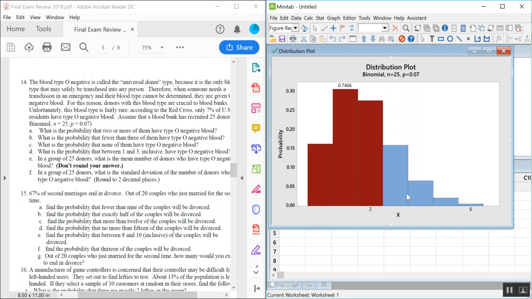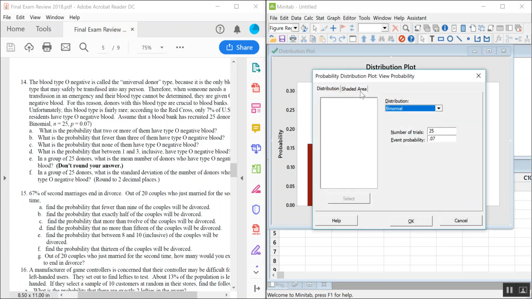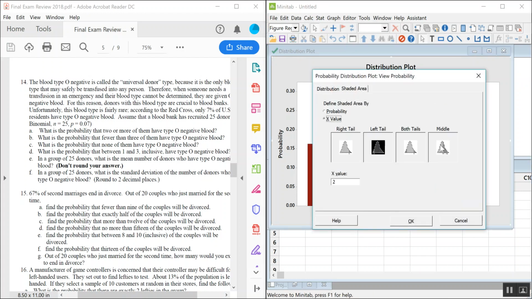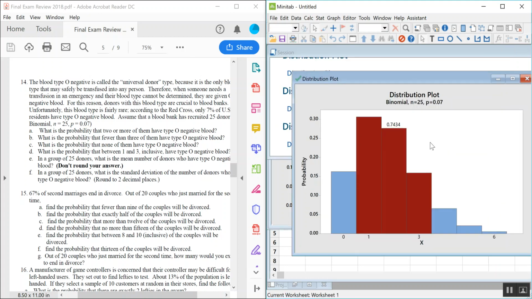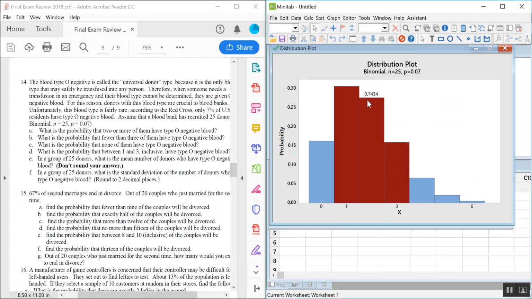So D, what is the probability that it's between 1 and 3 inclusively? Inclusively means that it includes 1 and 3. So I'm going to hit my edit last dialog box, go over to my shaded area. When it's between two values, you always use middle. And since it's including 1 and 3, those are going to be my cutoffs. I just put in 1, let's throw 3 on there and then hit OK. There we go, 0.7434. Good times.